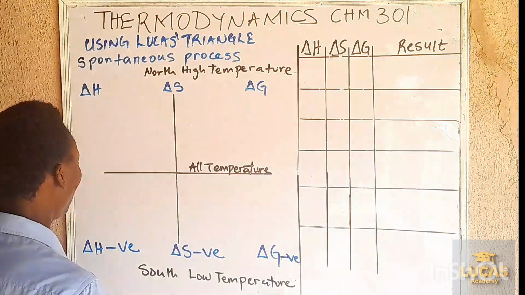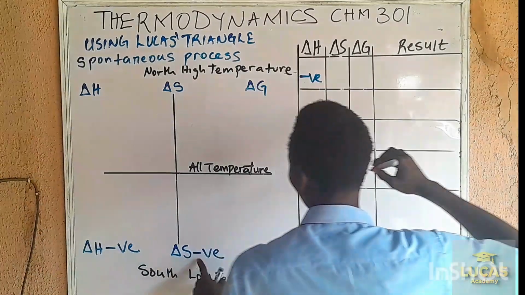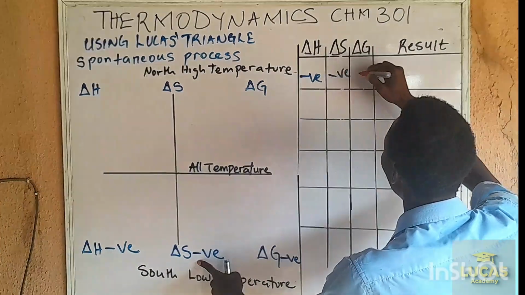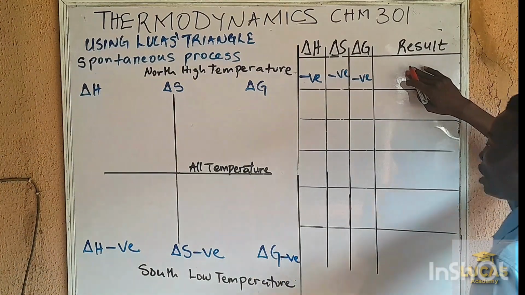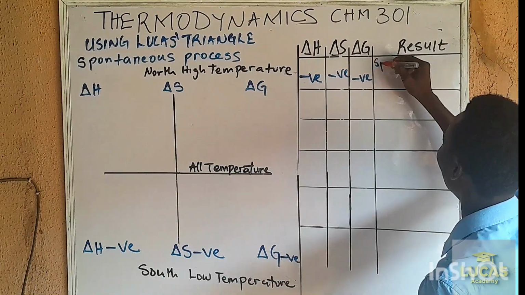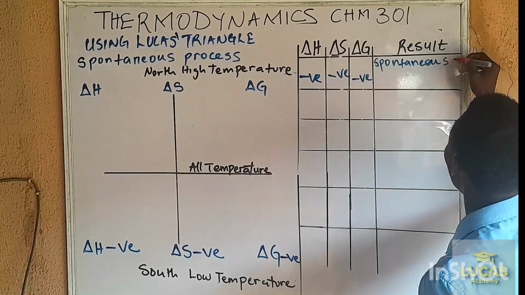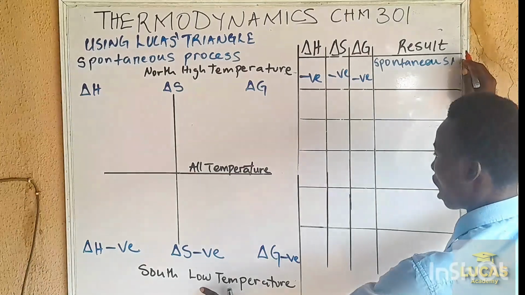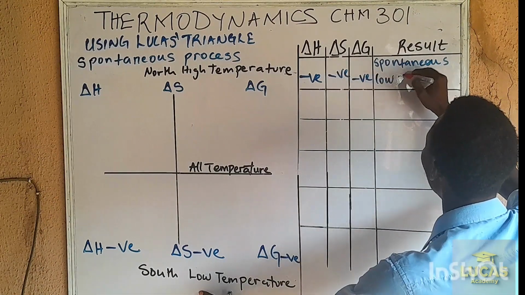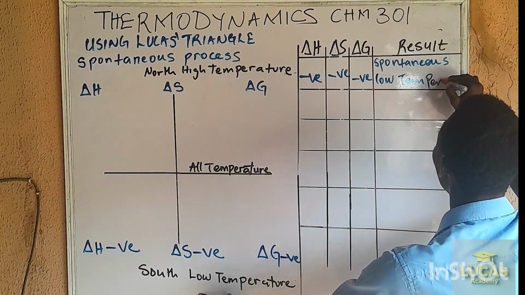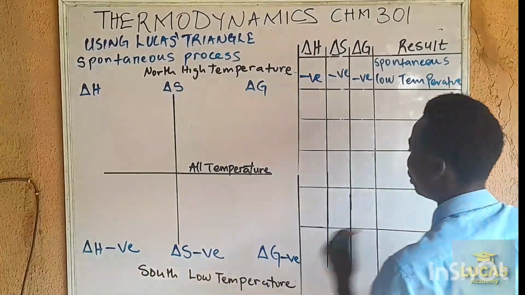So what can we say about this? When your delta H is negative, look at that, this one is negative, this one is also negative. So what will be the outcome here? The outcome is spontaneous at low temperature. Take note of that. That is the outcome there, as you can see, for the southern people of this region.